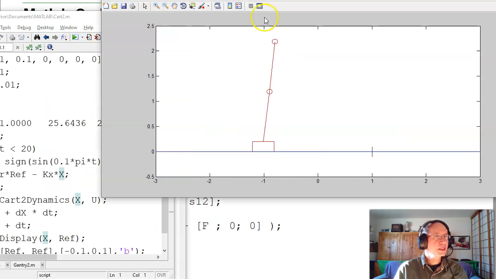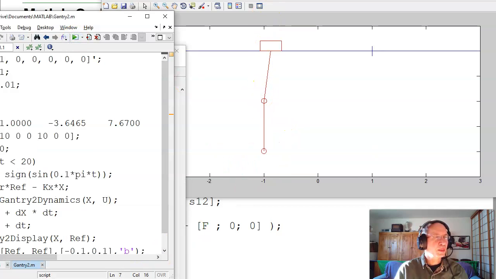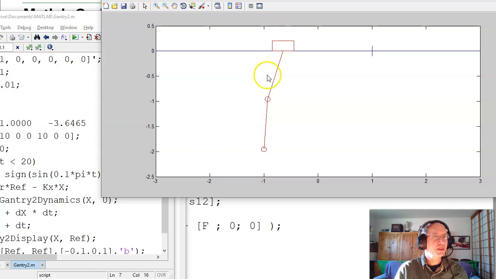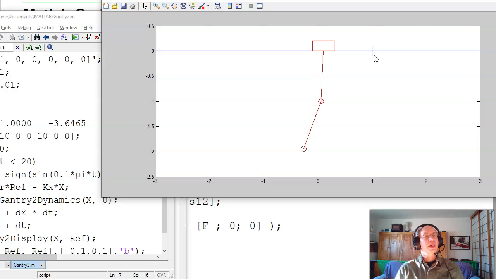So here's the double cart system. I've got 2 links. If I have no control input, it falls, not surprisingly. Bug. If I do the double gantry system, I just change the direction of gravity. And here I'm using a PD controller. Proportional gain is 10, derivative gain is 10. I'm trying to go over here. With the double gantry, you can't actually stabilize it with PD control. The double pendulum, you can't.